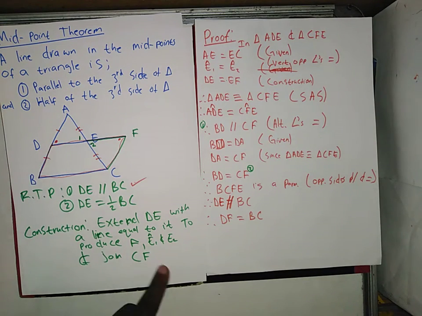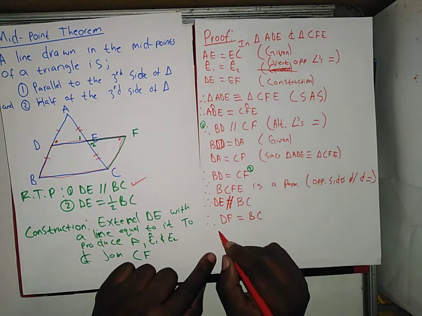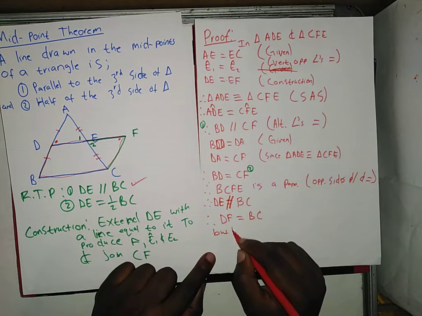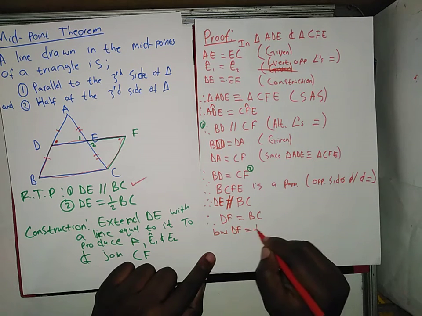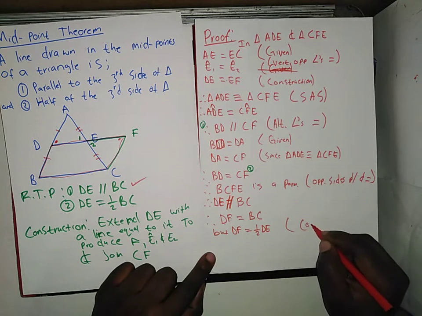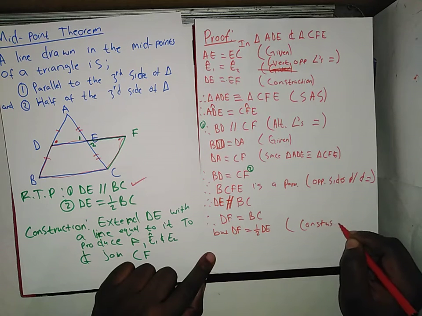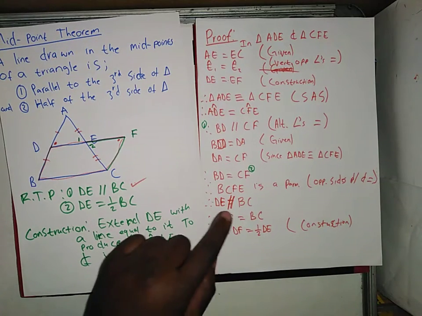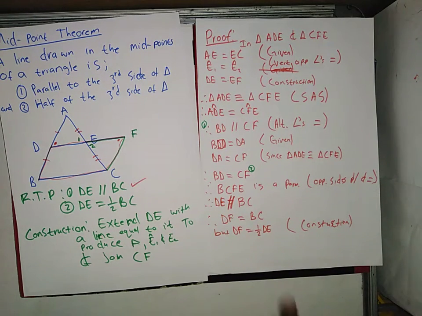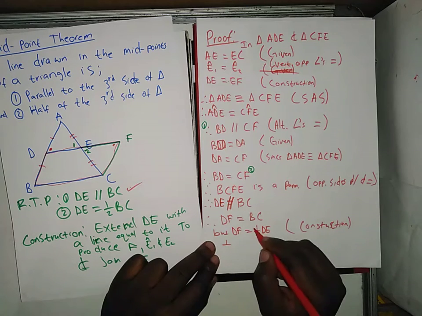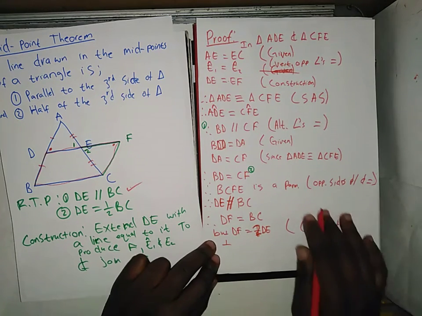And then we know that DF is equal to half what? Half DE. How do we know that? By construction. We constructed it like that. So in place of DF, you can then replace it with what? With DE. So you will say half. No, it's not half, it's 2 times. I'm talking nonsense.